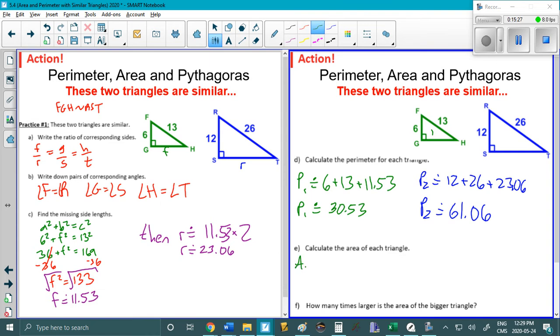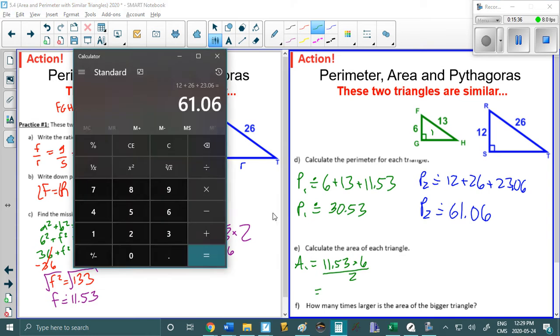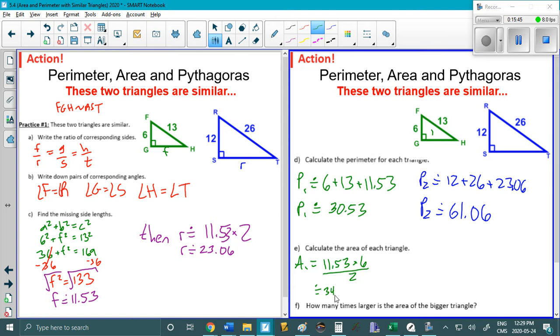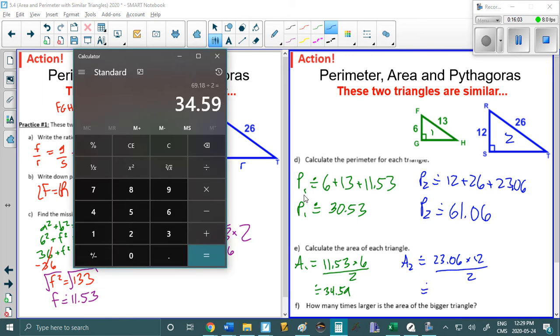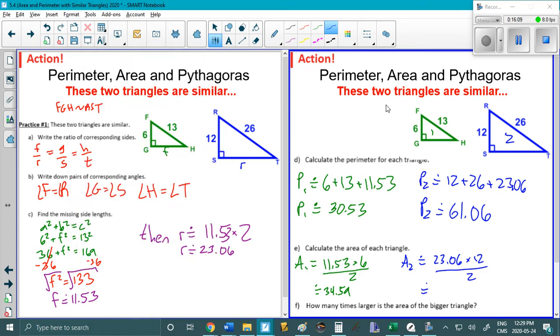So the area of the first one is the base, which is 11.53. Remember, the base is always the bottom side, times the height divided by 2. So 11.53 times 6, cut in half, we get 34.59 units squared. And then A2 is approximately, that's triangle 2, 23.06 times 12 divided by 2, which is 138.36.